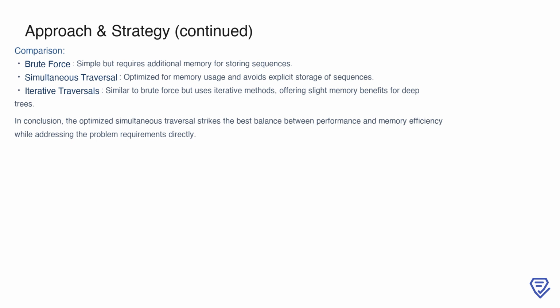To summarize, we compared three main approaches. The brute force method is simple and straightforward but requires additional memory to store the leaf node sequences. The optimized simultaneous traversal method reduces memory usage by avoiding explicit storage of sequences and directly comparing the leaf nodes during traversal. Lastly, the iterative traversal method offers an alternative to recursion, which can be more memory efficient for very deep trees, though slightly less intuitive to implement.